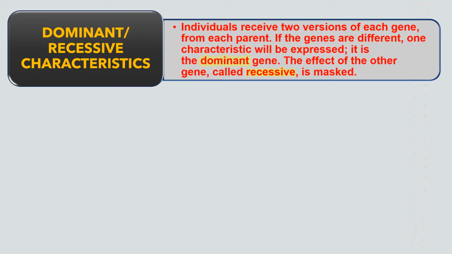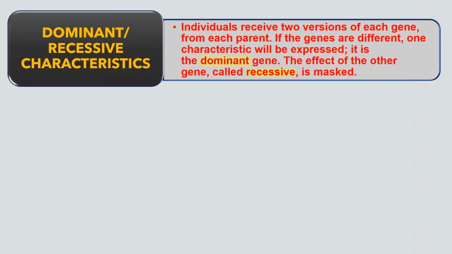Before we study Mendel's monohybrid and dihybrid cross, we need to know certain terms, the first ones being dominant and recessive characteristics. Individuals, babies, offspring or progeny receive two versions of each gene, one from each parent. If the genes are different, then only one characteristic will be expressed or shown in the baby, and that will be the dominant gene. The effect of the other gene from the parent is masked, not shown, and that is called recessive.